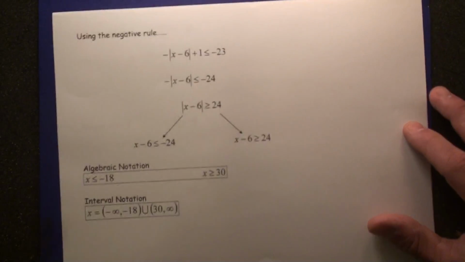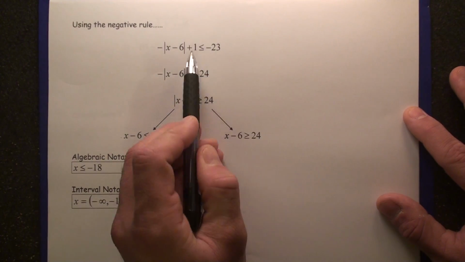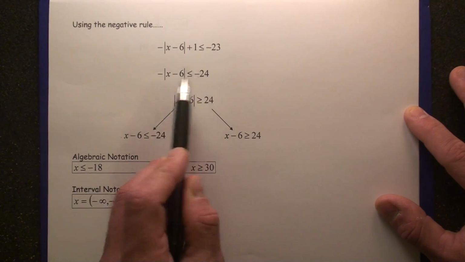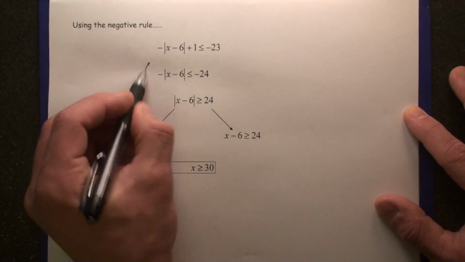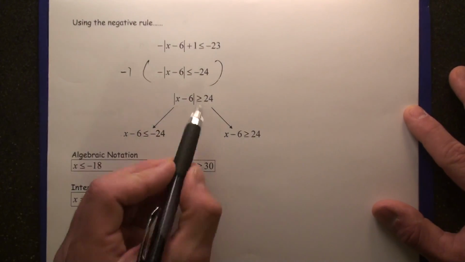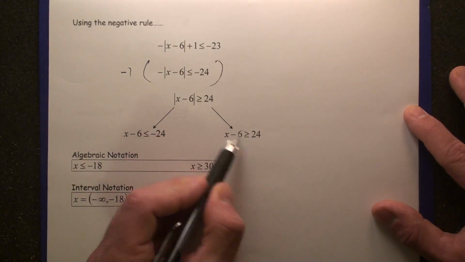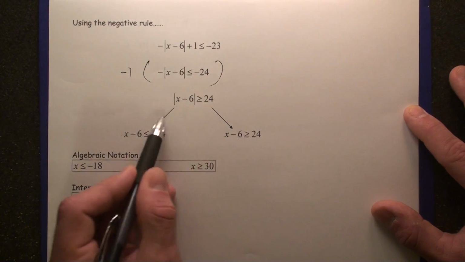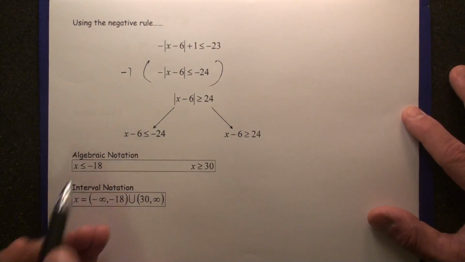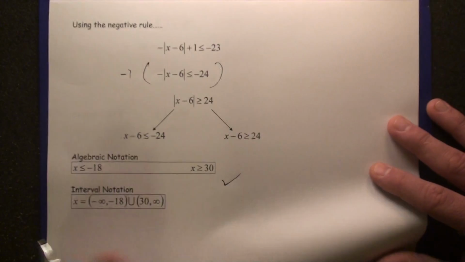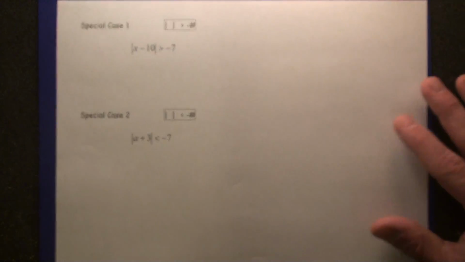Alright? And then using this negative rule, if we subtract 1 on both sides, you get negative 24. Divide both sides by negative 1. Or if you want to, you can, of course, multiply both sides by negative 1. Either way, you're going to flip the sign around. You have two answers: greater than or equal to 24, less than or equal to negative 24. Then you got your two answers, 18 and 30. Interval notation, bam.